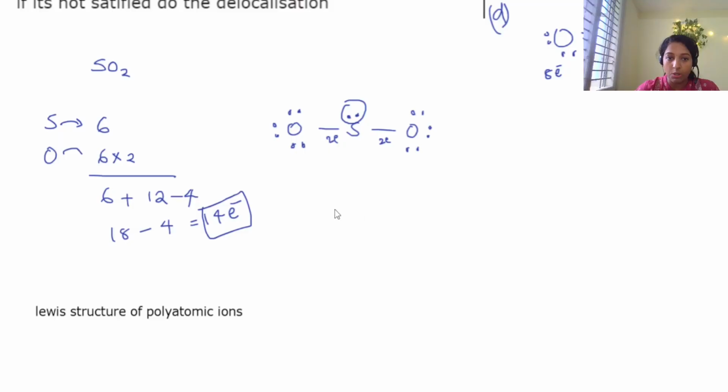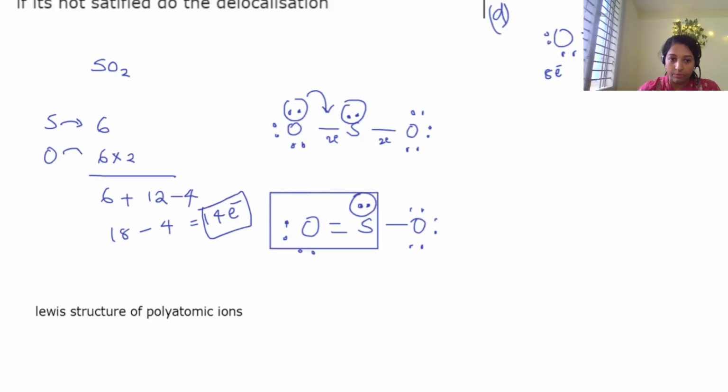Delocalization means you can delocalize this electron to here. So what may be the resulting structure? This one will be the double bond and this is a single bond, and this is a double bond, correct? And see the remaining, this lone pair of electrons is also there. So this is the structure.